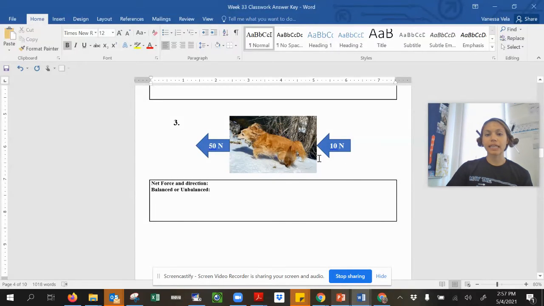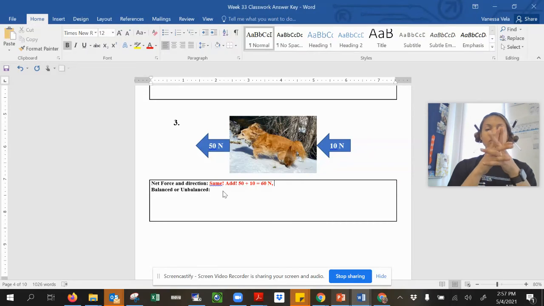This one's interesting. This is Lily playing in the snow. She has her moments. So let's talk about the net force and direction here. So are these arrows going in the same or opposite direction? These arrows are going in the same direction. So since they're going in the same direction, you have to add. This is different. So you can just add in any one. So it would be 50 plus 10, which gives you 60 newtons of force.